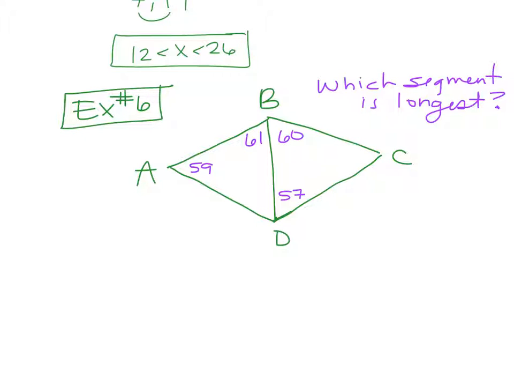Okay, so if we're looking at the triangle on the left, triangle ABD, you have 59, you have 61. What would that angle be? 60, right? It has to add up to 180. Okay. Then look at triangle BCD. You have 60, 57, and C have to add up to 180. What would that be? 63. Okay, so you have all of that.